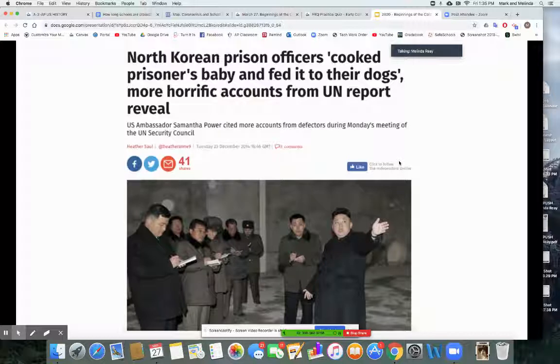So what happens, for example, if you go over there and you are put into jail? Well, it's not fun. In fact, it's extremely graphic what they do to you. So you can see they cooked a prisoner's baby and fed it to their dogs. There's a lot of sexual assault in North Korean prisons. If you want a really graphic one as well, women who got pregnant from these sexual assaults, they would take a board and put it on her stomach and then put two people on each side of the board and push it down back and forth until the ribs crush through the uterus and kills the kid. There's other things that they do as well.